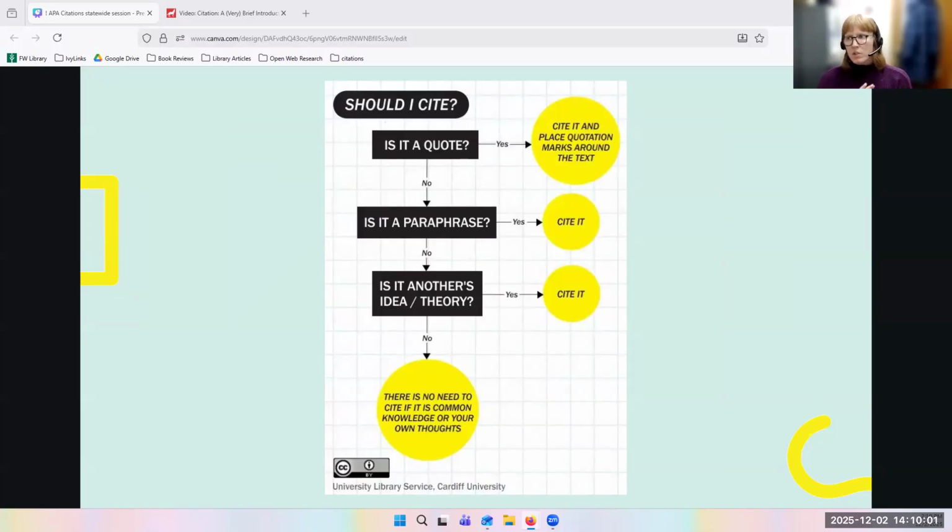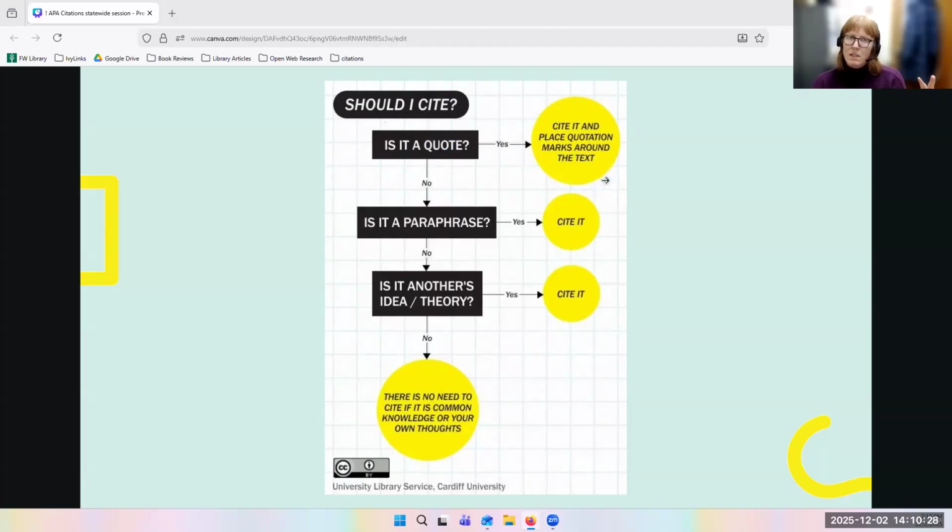Sometimes it can be a little confusing, so I just want to go over this chart to make it a little more clear, I hope. We cite essentially after we paraphrase or give a direct quote of something, right? So let's break it down a bit. We can follow this chart and ask, is it a quote? Are we using a quote for something? Then yes, we should cite it, and we should also place quotation marks around it in the text, right?